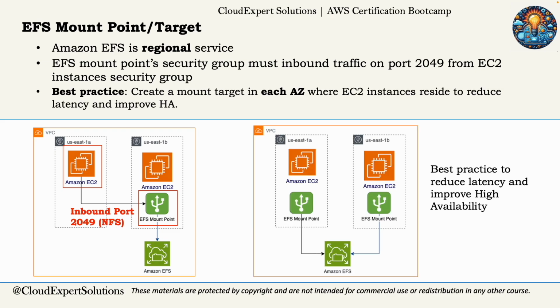But AWS recommends you create a mount point in every availability zone, and this is the best practice. You should create a mount target in each availability zone where EC2 instances reside, and this will reduce the connection latency and improve the high availability of your connection.